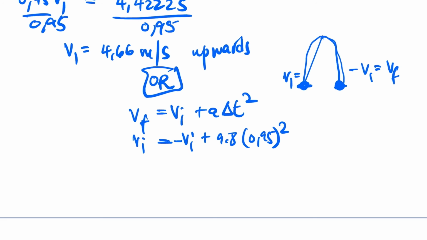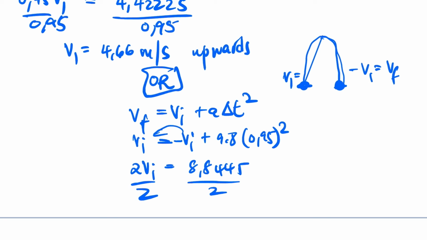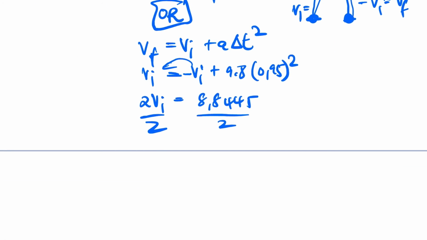Okay, so what we're going to have here is 2 v initial when you transpose that to that side. So let me punch that in the calculator. You will have 9.8 times 0.95 squared. It's 8.8445, and then we divide by 2. The answer, you divide by 2.